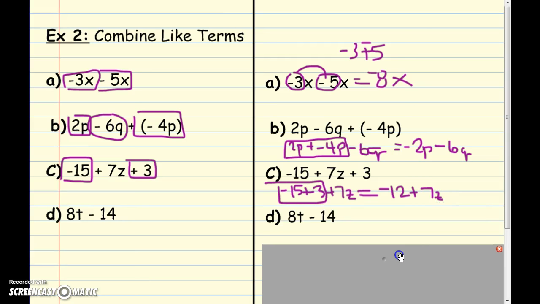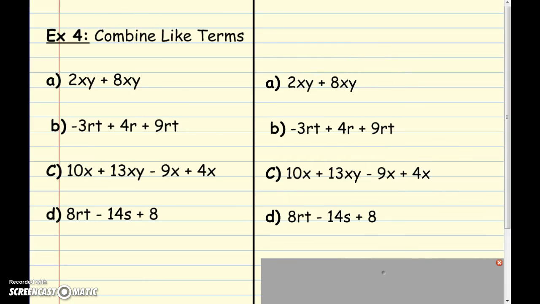The last example that I have here is letter D. And as I'm looking at this expression, it has 8t and 14, and because there's not a t with the 14, this is all we can do with this expression. So let's move on to the last example here.